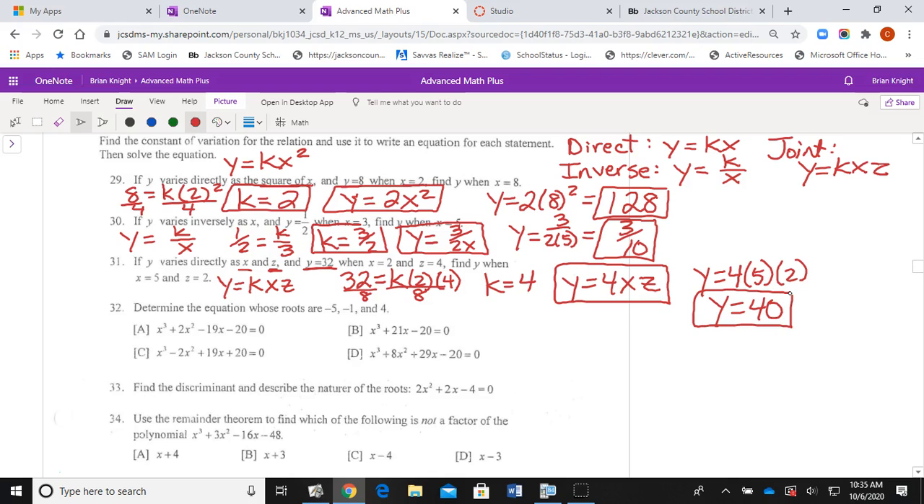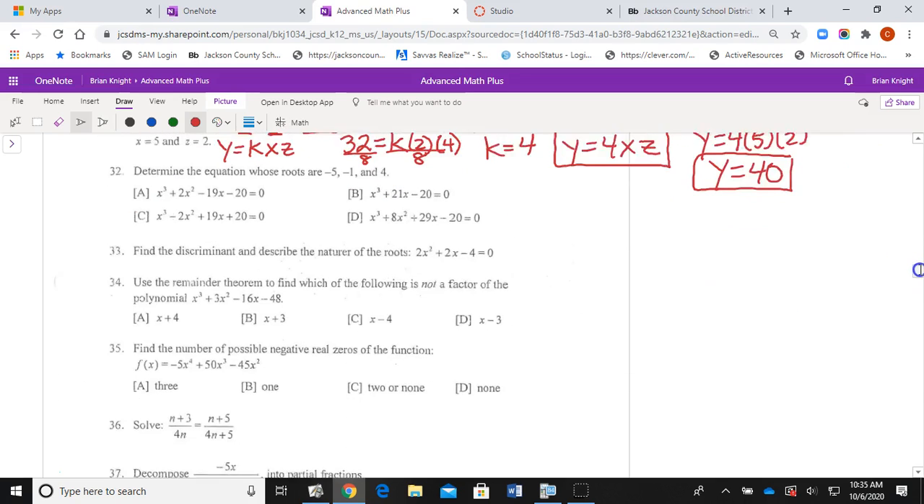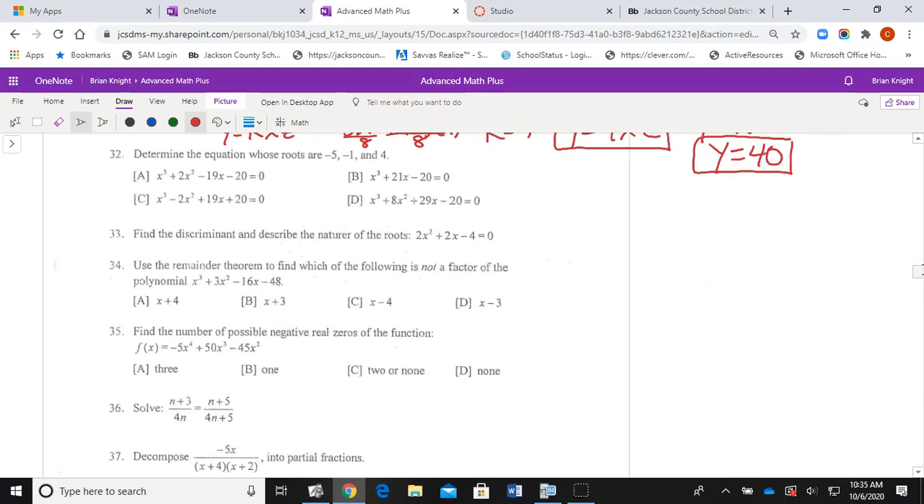32. Make sure I get on the right track. Yep. 32 is a multiple choice question already. And since you have your calculator, what's the easiest way to do this? Put in y equals your answers. Plug them in and graph them and see which one goes through -5, -1, and 4 on the x-axis. Okay? That's one way of doing it. I, of course, being the teacher, am going to show you the long way. Or technically it could be the short way, depending on how long it takes you to multiply.